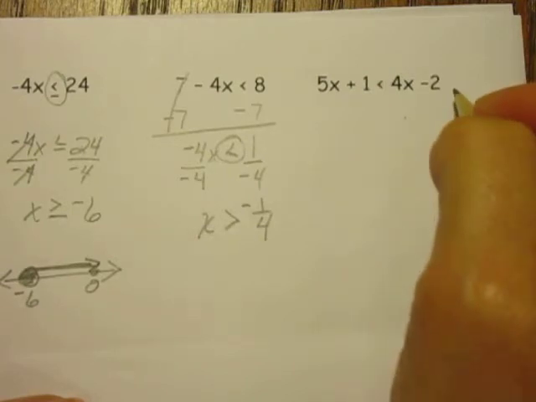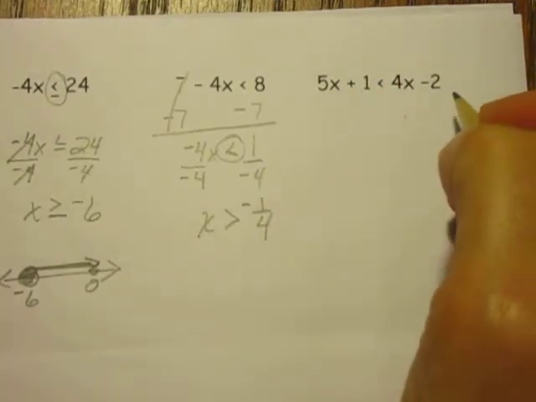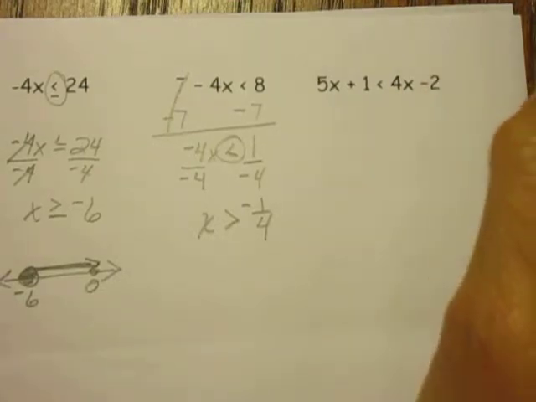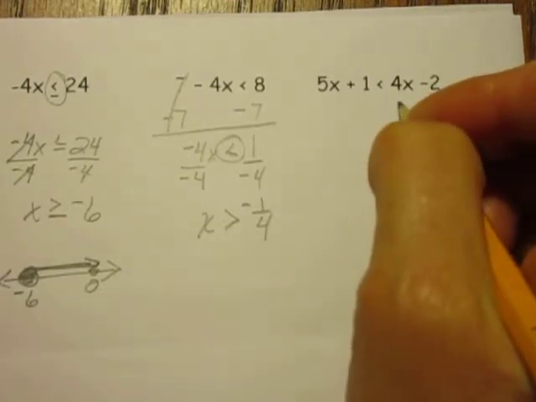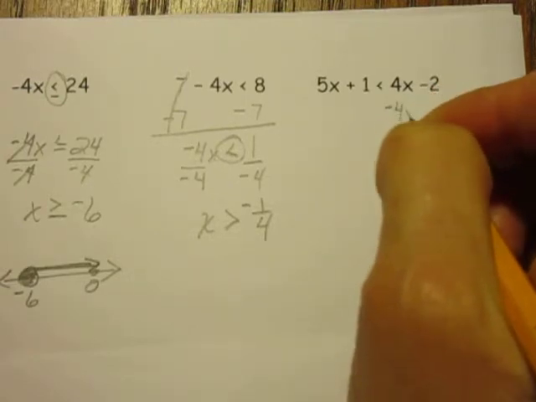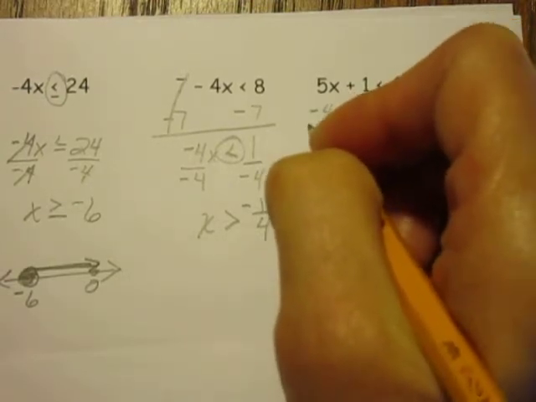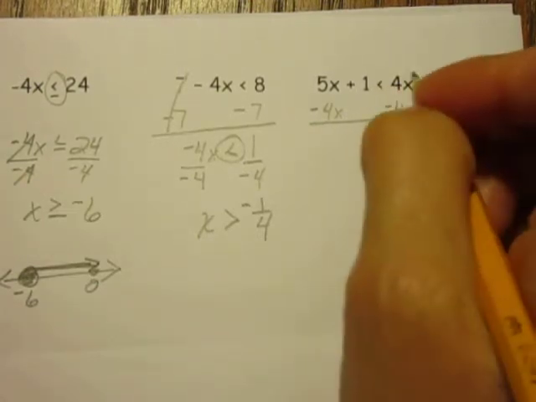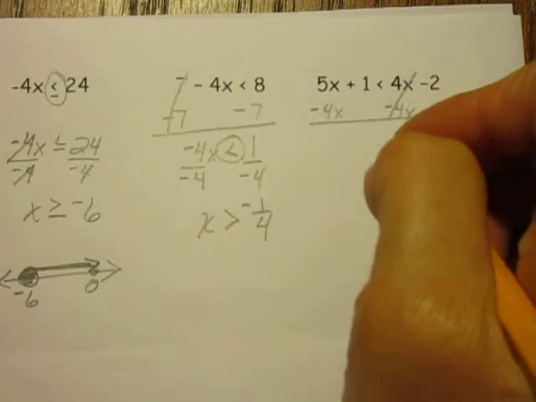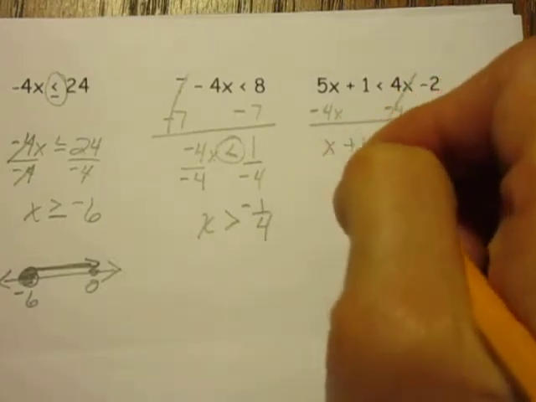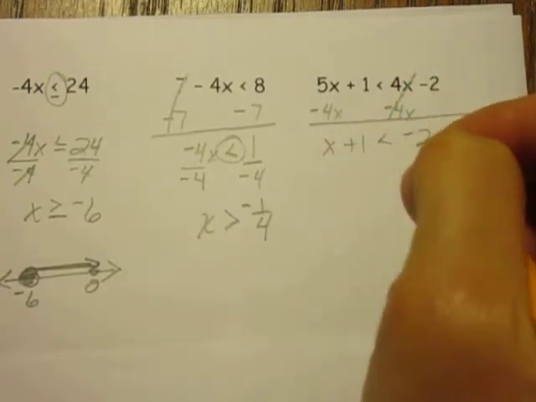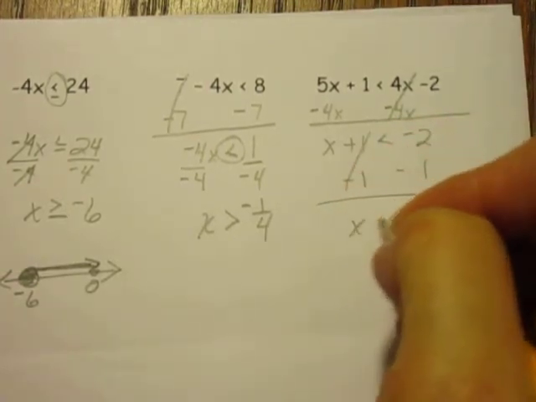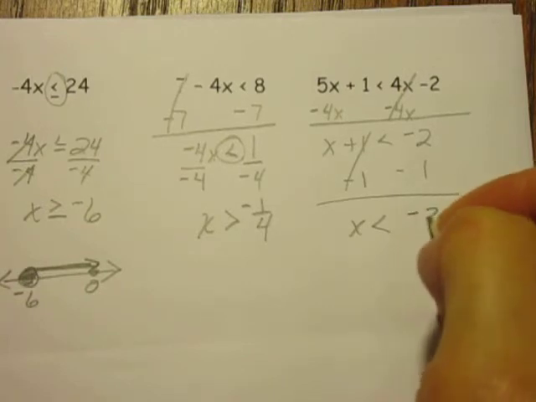Okay, looking at this next one, I've got a variable on both sides. I have a constant on both sides. So I'm going to move my variable to one side or the other. So I'm going to go ahead and subtract 4x from each side. Again, subtracting, you don't change anything with that inequality. That goes away. So I end up with x plus 1 is less than -2. I'm going to subtract 1 from each side. That goes away. So I have x is less than -3.